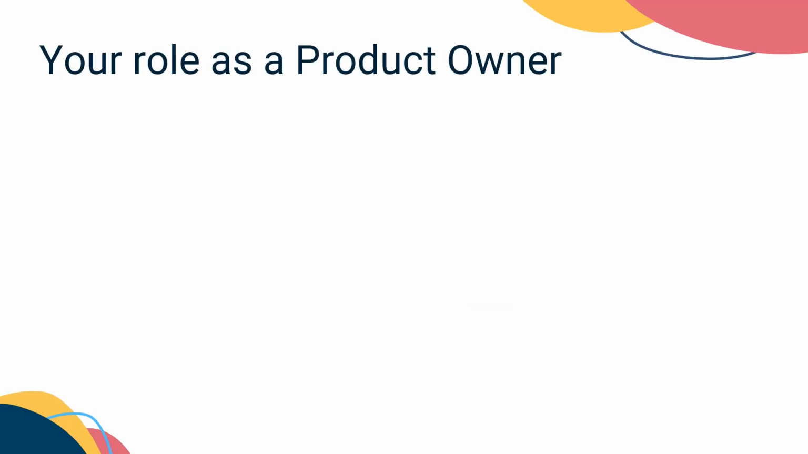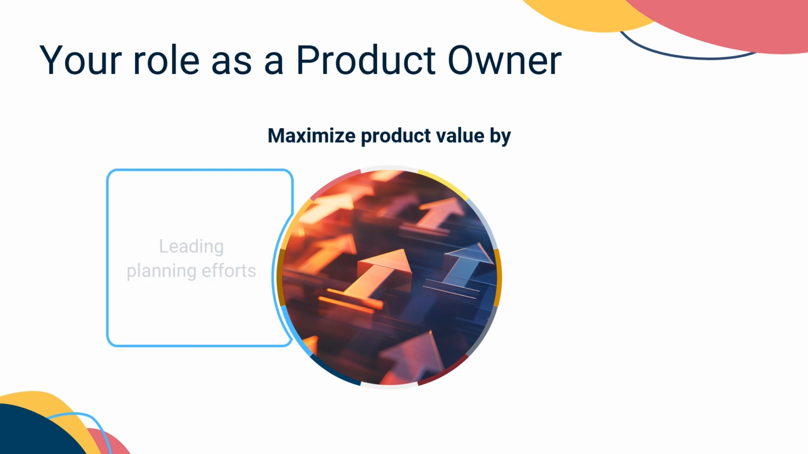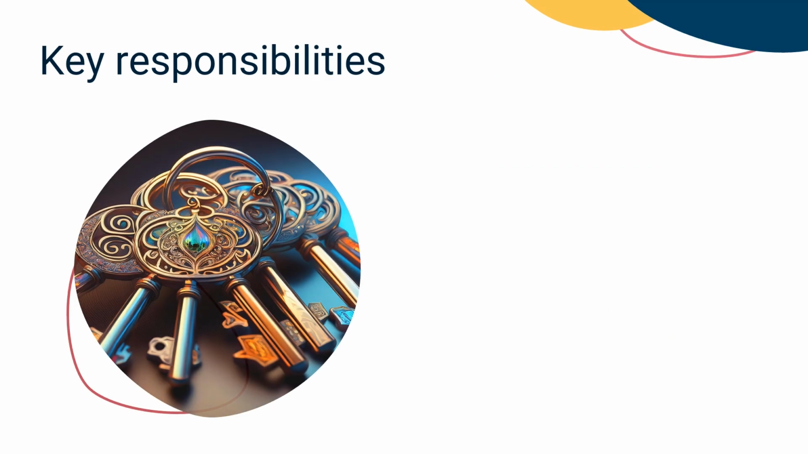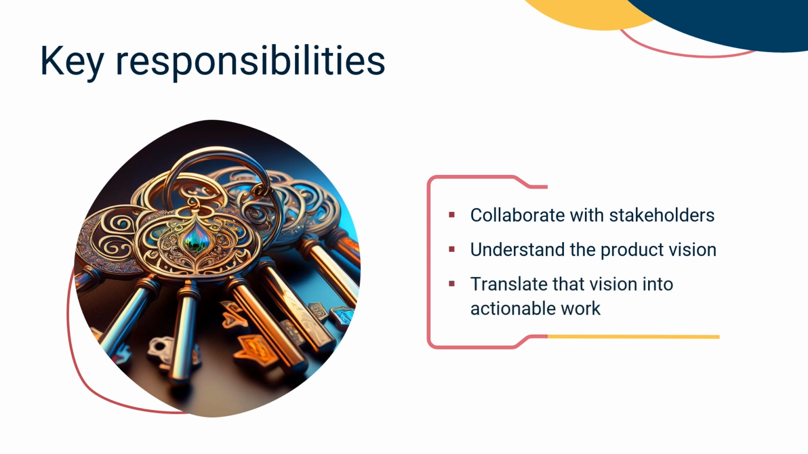In this course, you explored your role as a product owner in maximizing product value. You learned that in your role as a product owner, you will lead planning efforts by applying agile practices and combining technical expertise with strong communication skills. In order to maximize your product's value, your key responsibilities as a product owner include collaborating with stakeholders to understand the product vision and translate that vision into actionable work for your development team.